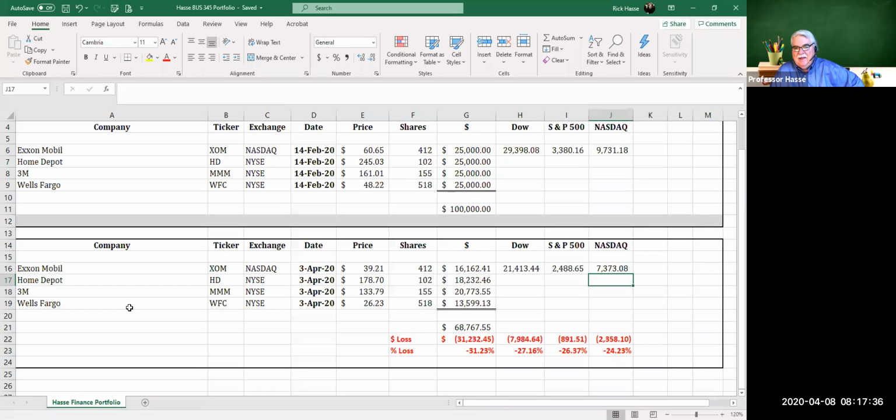All right. I got caught in this bad market. Naturally, a lot of us did. I lost 31% of my portfolio in a little over 6 weeks, 7 weeks. Now compare that to the market. The Dow dropped 27%. The S&P 500 dropped 26%. And the NASDAQ exchange dropped 24%. So I did not outperform the market.